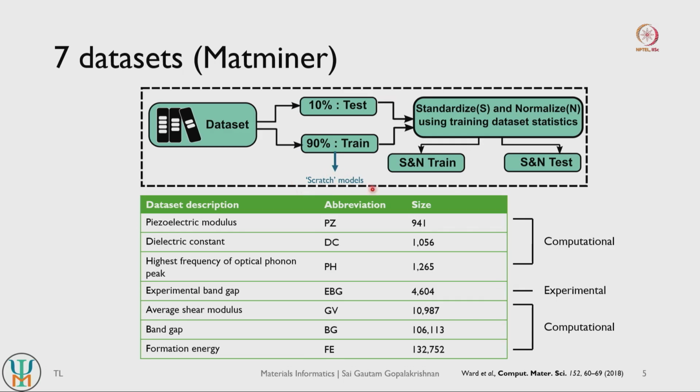Training the scratch models is actually important because they provide us the benchmark and help us understand whether transfer learning has any utility, and we use the 90% split of our data set to train our scratch models.